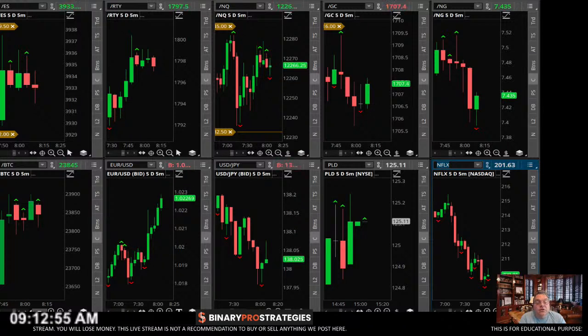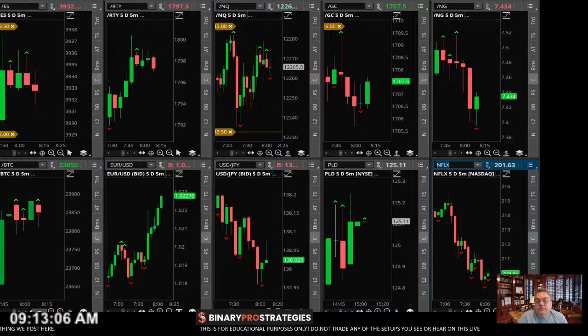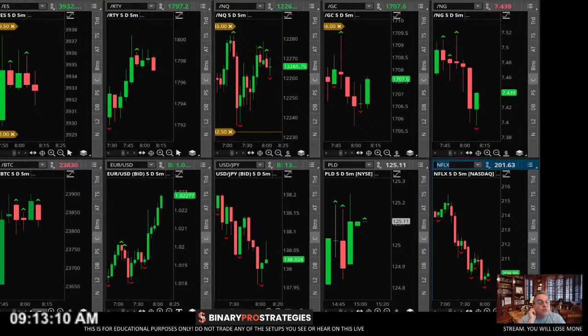All right, we are getting a short now in the yen. We want to sell at 138.05. 138 yen short, 138.05 short.